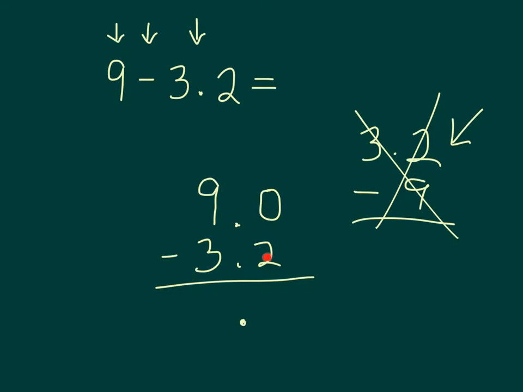And I look and I see 2. Can I take that away from 0? No, I need to borrow. So I'm going to borrow from here. I borrow 1 there. I bring that over here. Now I can subtract. 10 minus 2 is 8. And now I go 8 minus 3 is 5. So my answer is 5 8/10.